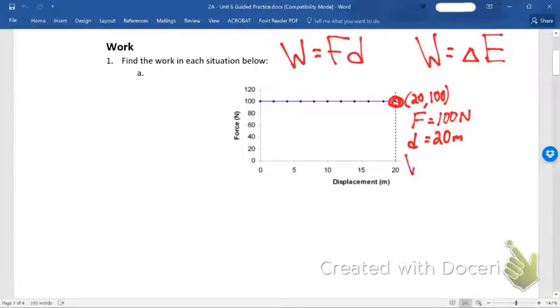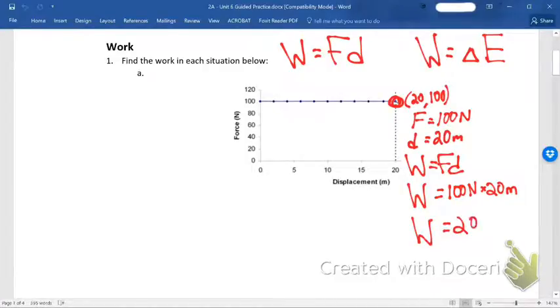So if I'm using my equation, work equals force times distance, it's as simple as plugging in these values. So my work is equal to 100 newtons times 20 meters, which will be 2,000 newton meters, also known as 2,000 joules. Work is equal to force times distance.